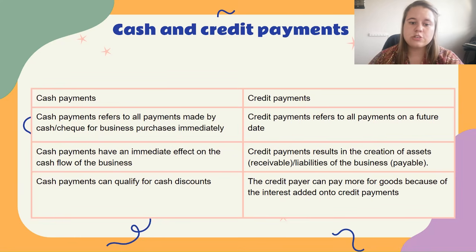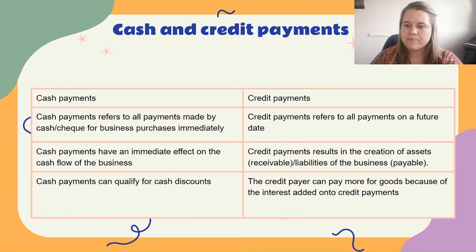Cash payments. Cash payments refer to all payments made by cash or check for business purchases immediately. Cash payments have an immediate effect on the cash flow of the business because we're physically getting the cash. We have it on hand. Cash payments can qualify for cash discounts. It's why normally if you pay cash for something, it's a bit cheaper than if you buy it on credit.